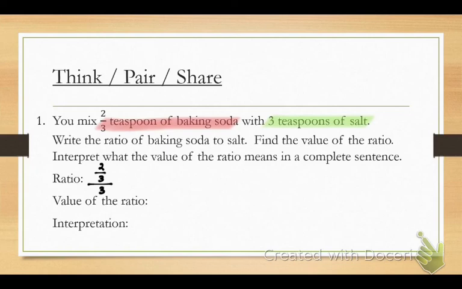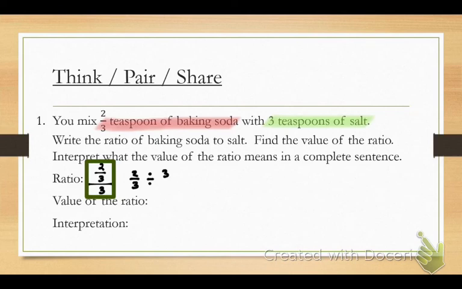Okay, 2/3 over 3, all right? So that's comparing the two, 2/3 to 3. We learned a few different ways that we could write that, 2/3 and put the little number 2, or the word 2. But in this case, we're just going to do it like this. Now, let's interpret what this means to find the value of the ratio. I'm going to have 2/3 divided by 3.